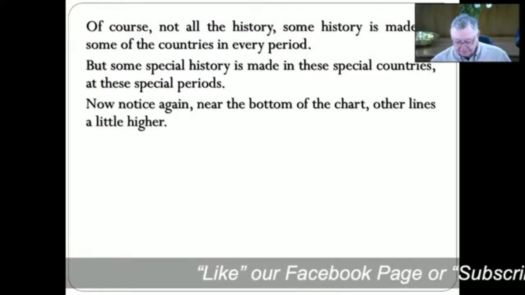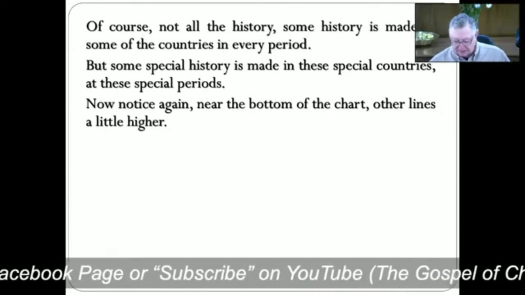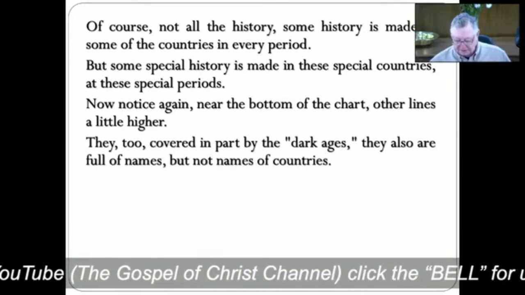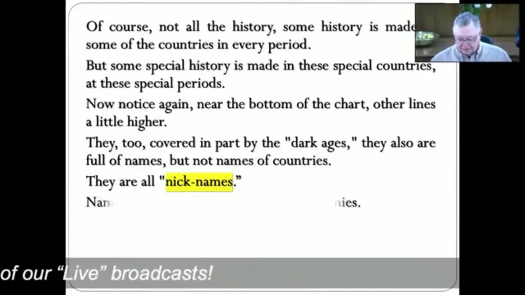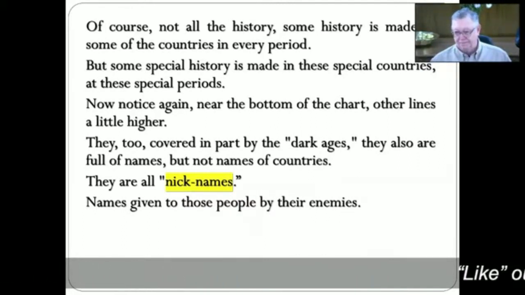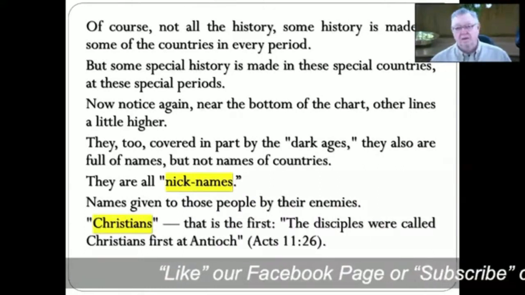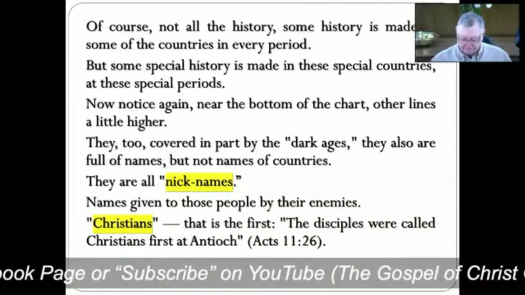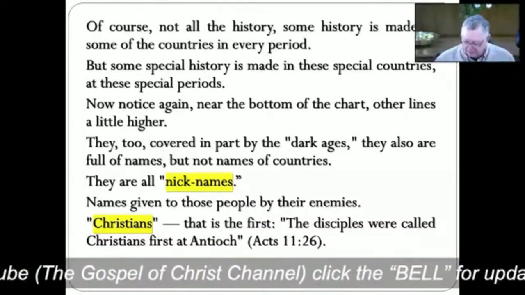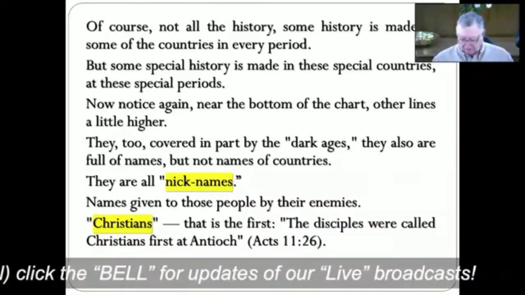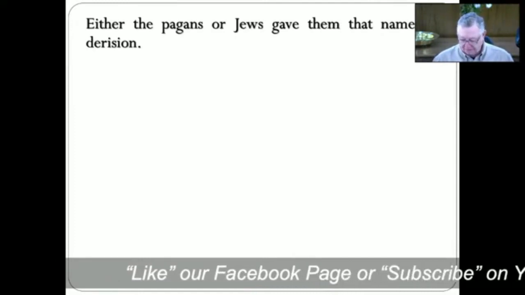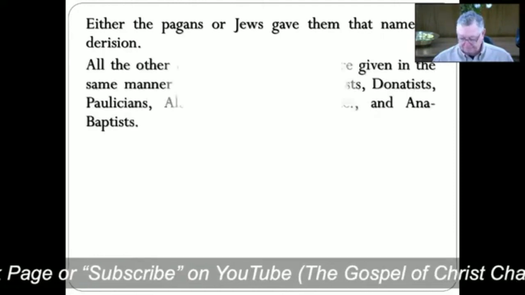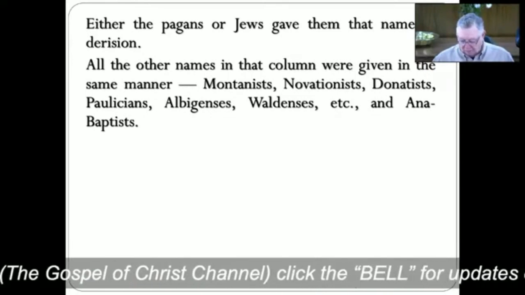Now notice again, near the bottom of the chart, other lines a little higher. They too are covered in part by the Dark Ages. They are also full of nicknames, names given to these people by their enemies. Christians, that is the first. Disciples were called Christians first at Antioch, according to Acts 11:26. This occurred about AD 43. Either the pagans or the Jews gave them that name in derision. All the other names in the column were given in the same manner.